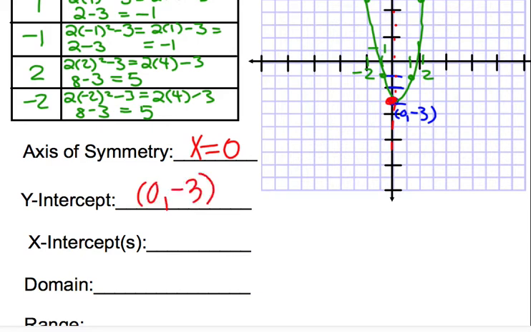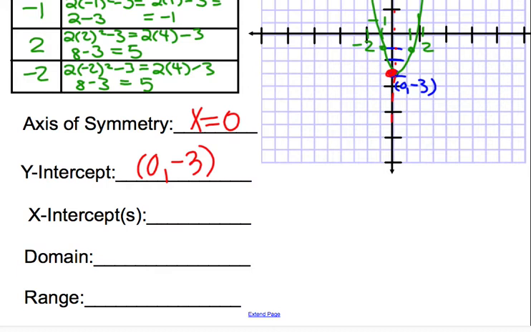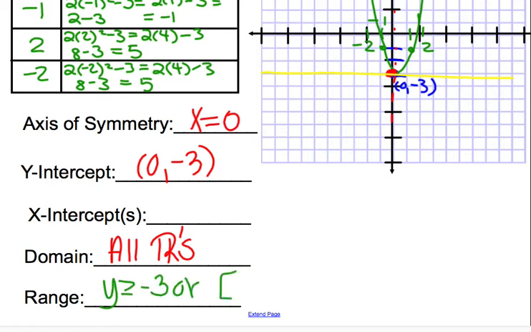I'm going to leave the x-intercept alone for a moment, so let's find the domain. If you remember again, for our quadratics, it's all real numbers, or negative infinity to positive infinity, no exceptions. Our range is everything above that -3 line. So our answer would be y is greater than or equal to -3, or as an interval notation, from -3 to positive infinity. All right, x-intercepts. That's what we have to find next.